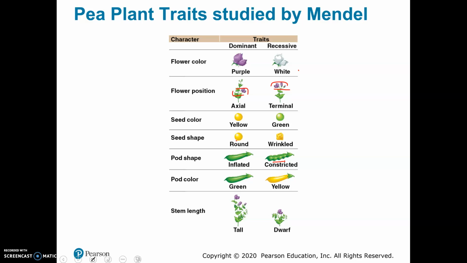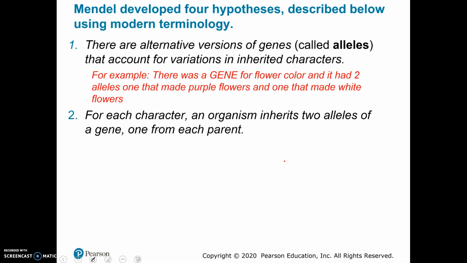Every single trait that he tested had exactly two versions. Purple versus white, tall versus short. There was nothing in between. There wasn't anything weird. And if there had been, he probably would have been really confused. But because pea plants were so easy to study, they are quick to breed, make lots of offspring, and the traits are easy to observe, he was able to come up with his principles.